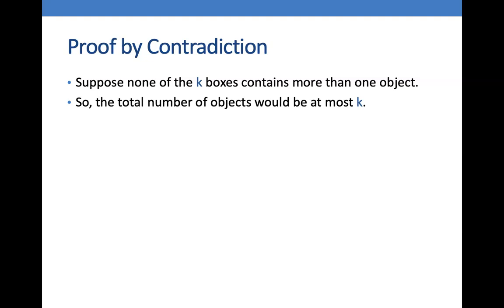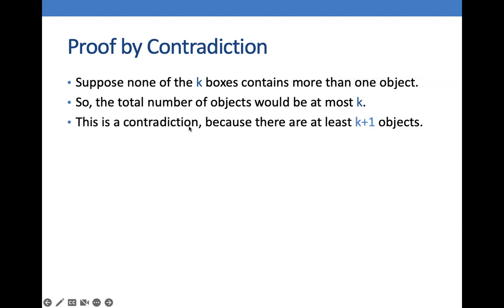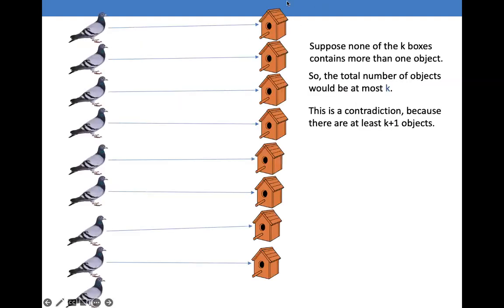In other words, if we have 5 pigeonholes and each of these pigeonholes contains only 0 or 1 object, the number of possible pigeons will be at most 5 as well. So this leads to a contradiction because there are at least K plus 1 objects. Let us illustrate it.